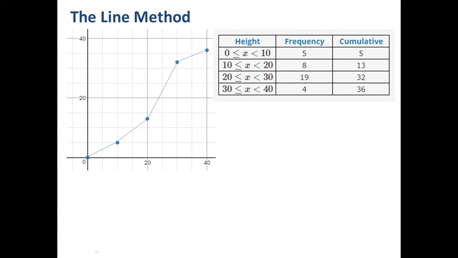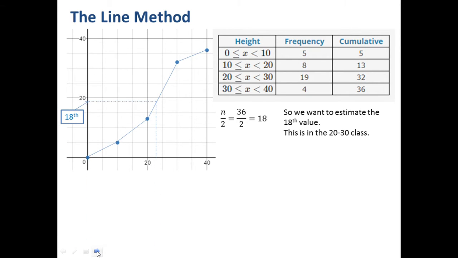So if we want to find the median, we work out n over 2. In this case, n is 36. So 36 divided by 2 is 18. So we want the 18th value, and the 18th value is in the 20 to 30 class. So if we were using the graph, then we would draw a dotted line across, dotted line down, and we'd say it was around 23.